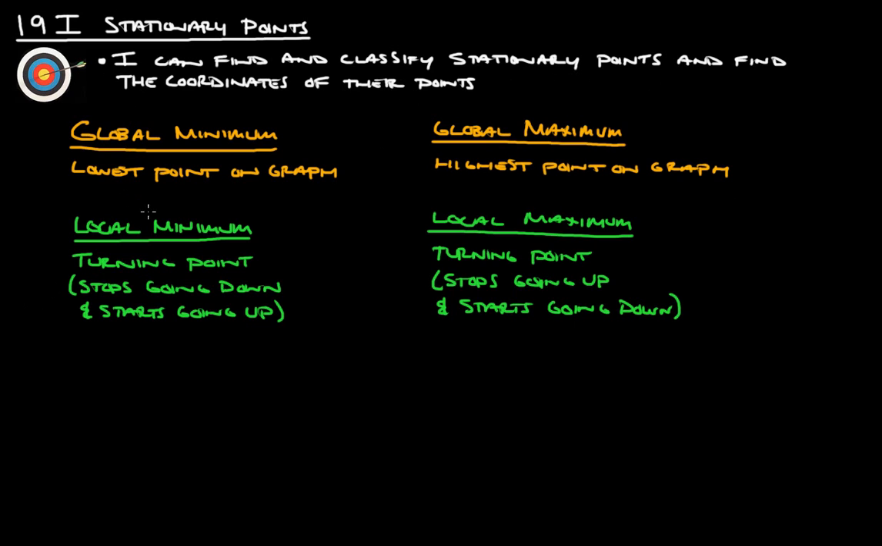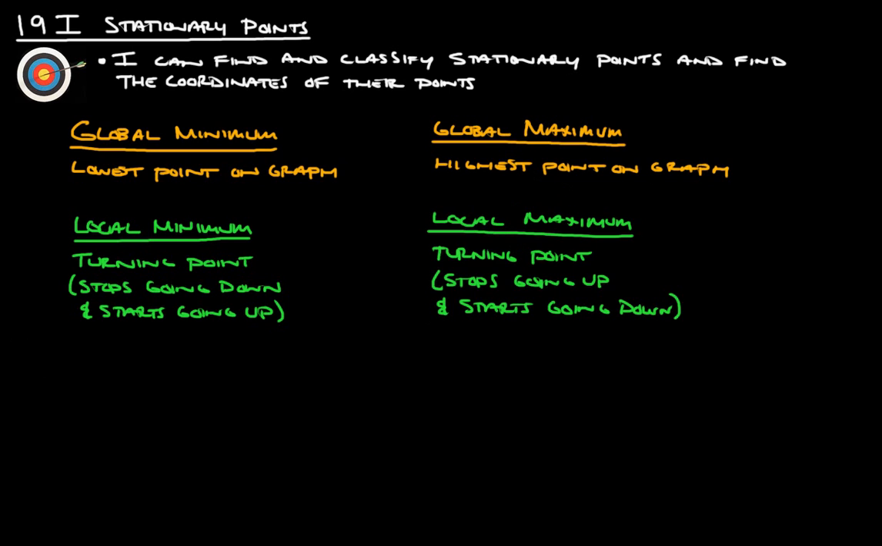There's a couple types of minimums and there's a couple types of maximums. There's a global minimum, which is the lowest point on the entire graph. And then there's a local minimum, which is the turning point, which stops going down and then starts going up. There can be several local minimums, but there can only be one global minimum. And then maximum is the same thing except for the highest point on the graph. And then a turning point is just a local maximum.